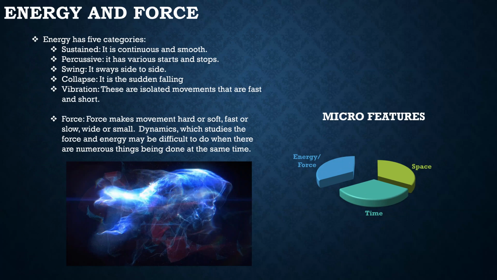Energy is divided into 5 categories. Sustain, which is consistent and smooth. Percussive, which has various starts and stops. Swing, which is side-to-side movements. Collapse, which is the sudden falling in a movement. And vibration, which is the isolation of the body part or the body in very fast, short movements. Force, lastly, makes movements hard or soft, fast or slow, wide or small. Force gives energy to the movement.